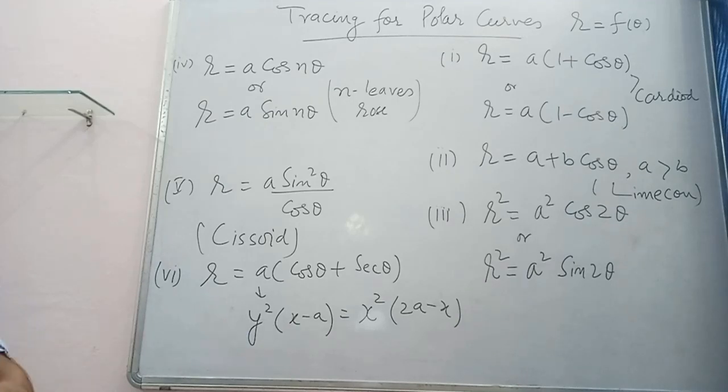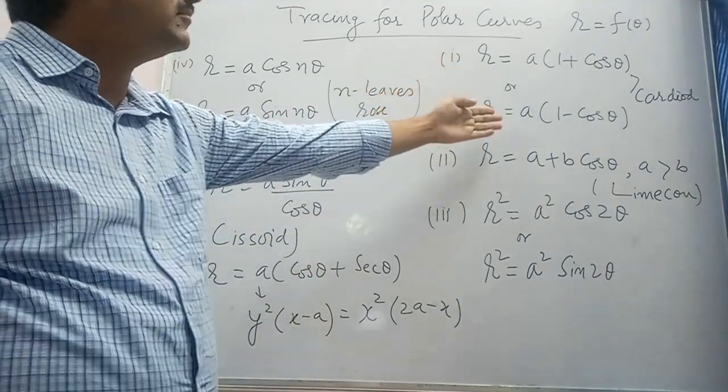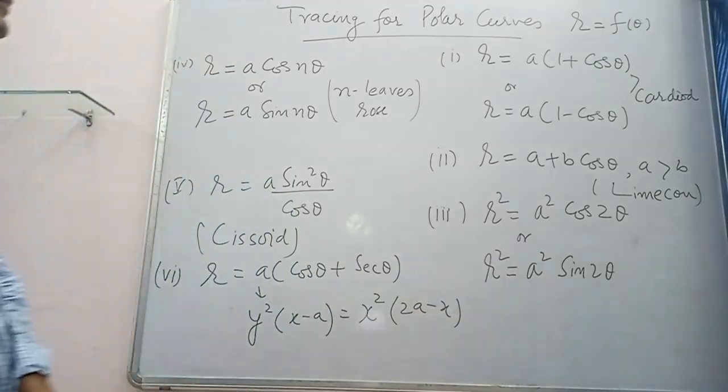Hello guys, this lecture is specially prepared for the tracing of polar curves. The polar curves are of the form r is equal to f theta. Some examples of the polar curves are written here. r is equal to a into 1 plus cosine theta, or r is equal to a into 1 minus cos theta. So these are the two different forms of the cardioid.